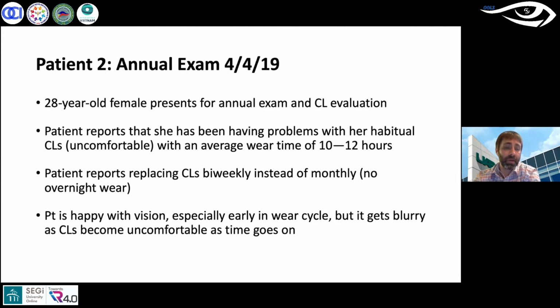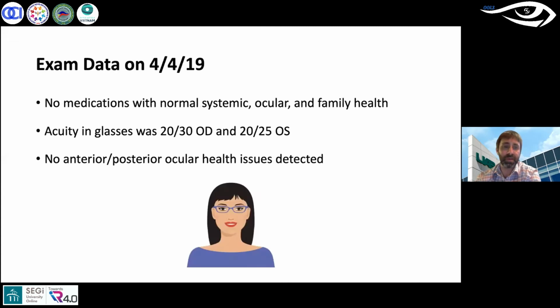But overall, the patient was fairly happy with things, except that her vision got blurry, and then she sometimes had some discomfort. We asked some additional history questions. We find that there's no medication use, no systemic or ocular family history. When she puts her glasses on, she can see 20/30 and 20/25 out of them.